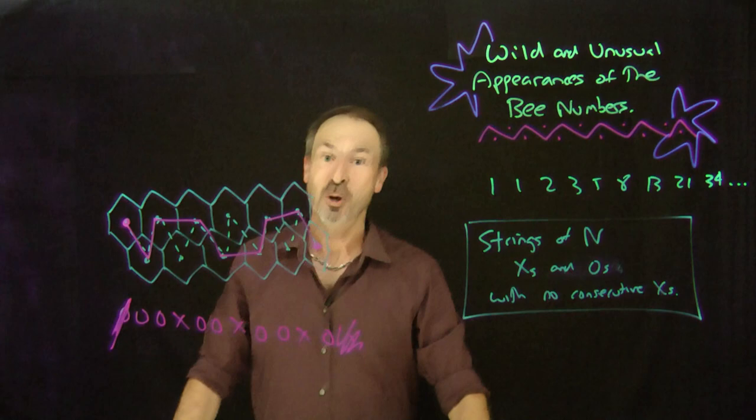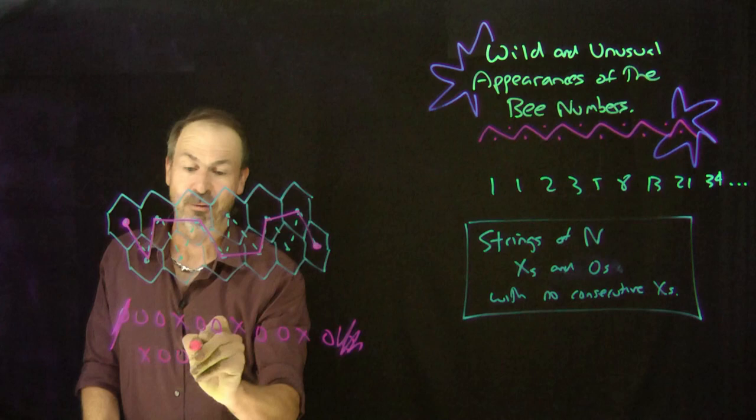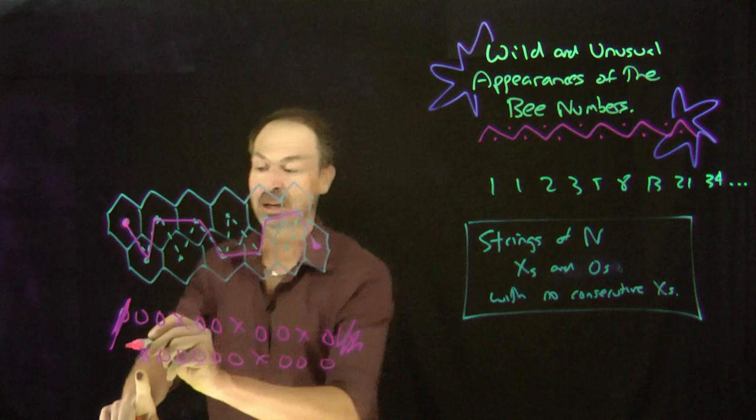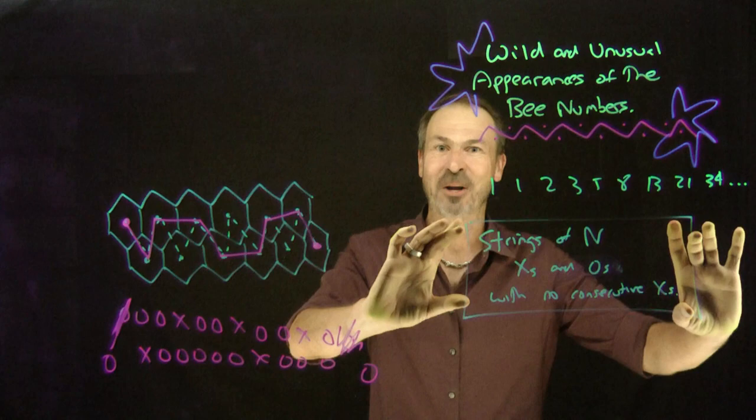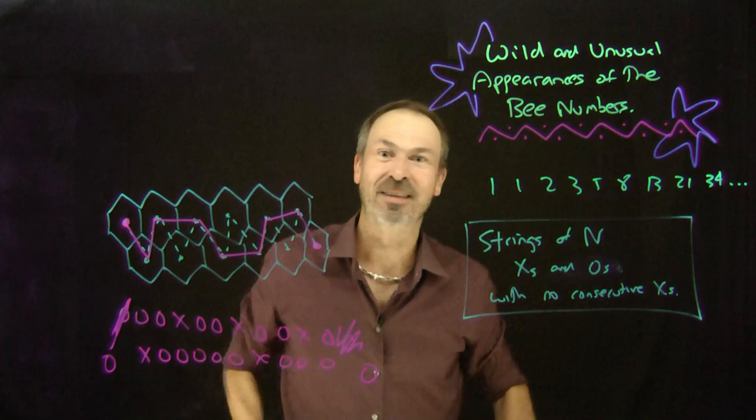And if I give you a random sequence of X's and O's like this with no two consecutive X's, you could translate that back to being a path. You know there's going to be an O at the beginning and an O at the end. You follow the zigzag, skip that dot, and you get a path. So now we've got a perfect correspondence between strings of X's and O's avoiding consecutive X's, and path counting. Therefore, the number of these strings must match the B numbers. Whoa.